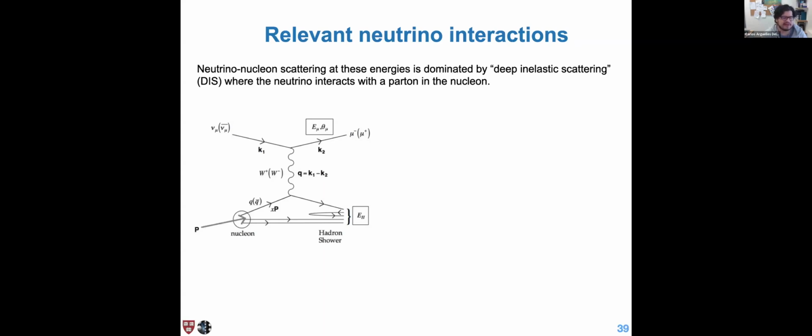So here is a diagram of the neutrino nucleon scattering, where the neutrino has some four-momentum K, it comes out with four-momentum K2, and then the W boson has momentum transfer Q, which is the difference of these four-momenta. So that's going to interact with a quark that has a fraction X of the four-momentum of the proton.